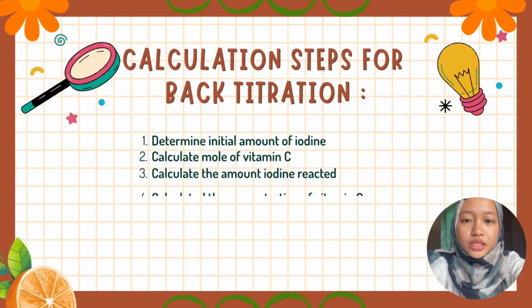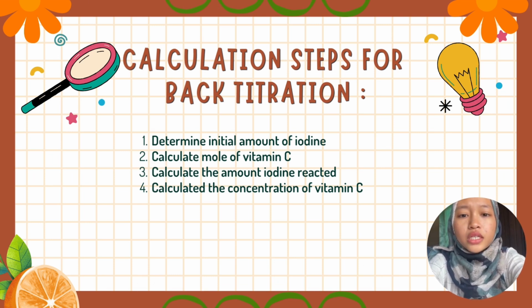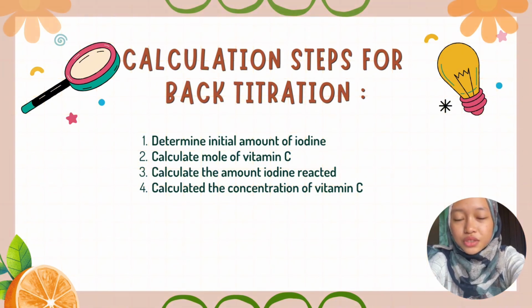Here are the calculation steps for the back titration. First, we determine the initial amount of iodine. Second, calculate the moles of vitamin C. Third, calculate the amount of iodine reacted. And fourth, calculate the concentration of vitamin C. So, by following these steps, we can accurately determine the vitamin C content in orange juice.